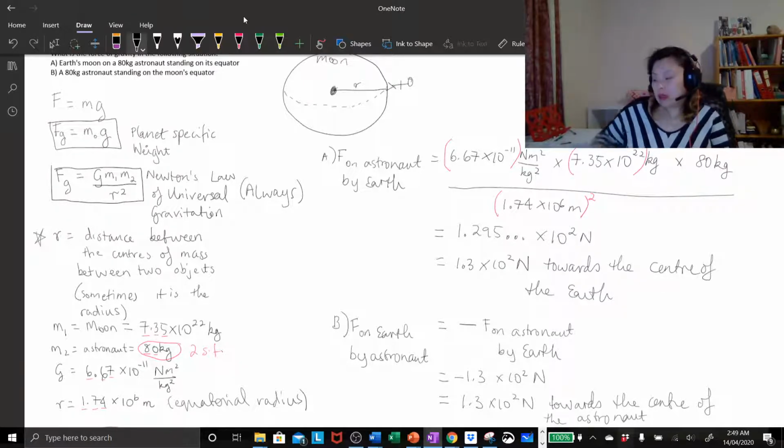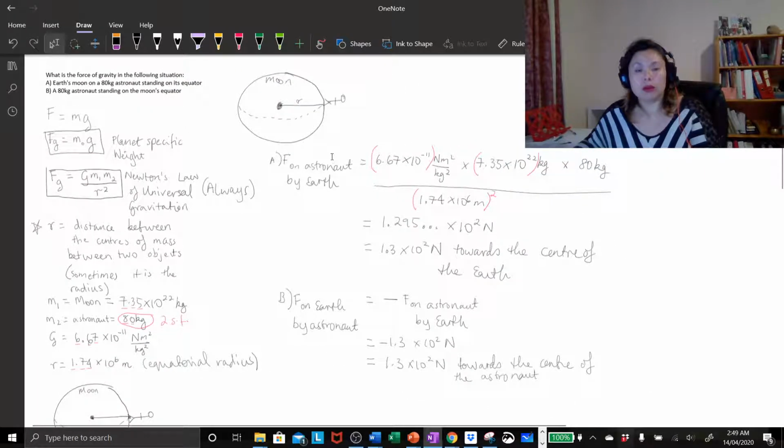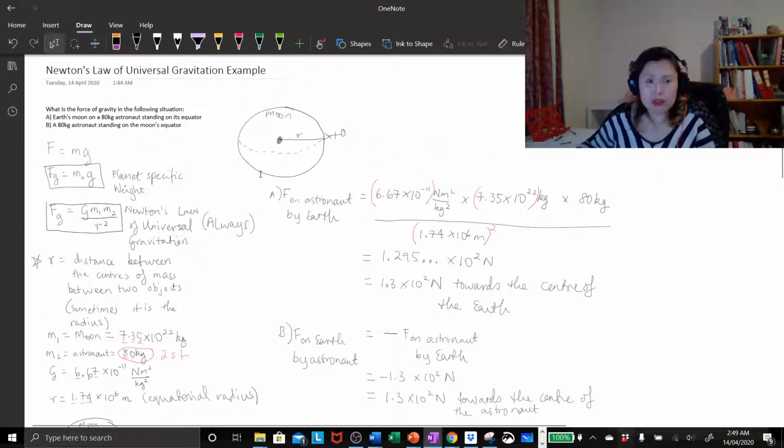Okay, so this is, I'll zoom out a bit, an example on Newton's law of universal gravitation.